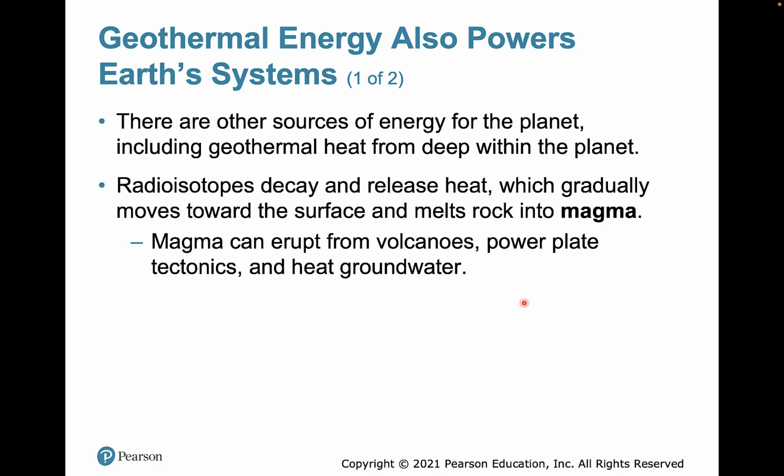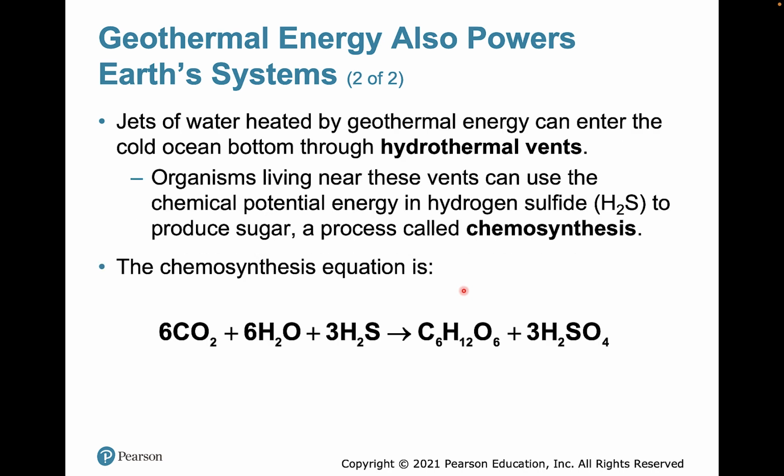We talked about geothermal in the previous chapter. So the heat that is used to generate geothermal power comes from radioactive isotopes decaying, breaking down, and producing heat, which then melts rock to make magma. Okay, so that's the source of the heat for geothermal power. That magma can erupt from volcanoes. It's the driving force for plate tectonics, the movement of that magma, and it also heats groundwater, which we then use for geothermal heat.